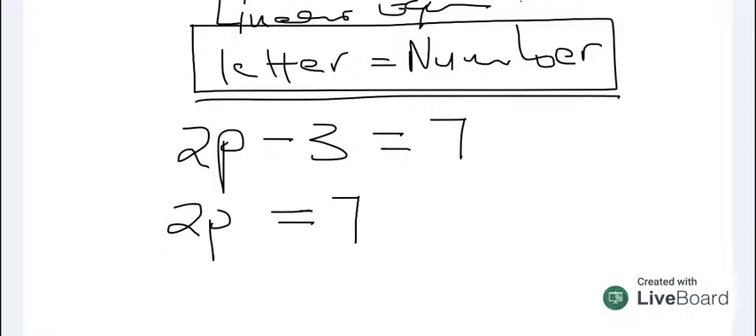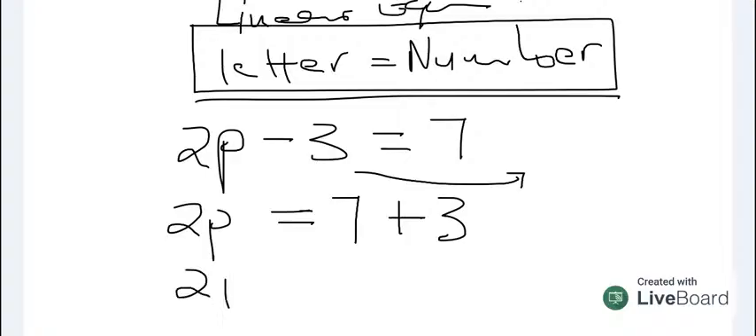It is this 3 that has to go to the other side. Then it has to change a sign. That's why it becomes positive 3. Remember, the main aim is to move all the numbers to the right hand side and leave the letters on the left hand side. So that means you end up having 2p, which is equals to, what is this plus that? That plus that, it is definitely 10.